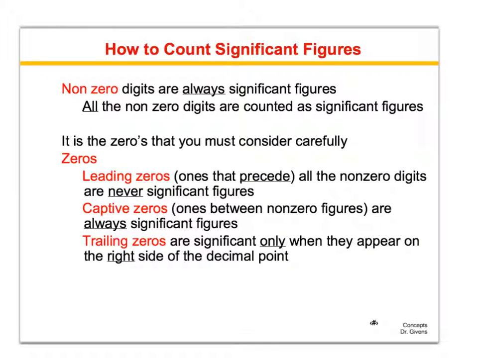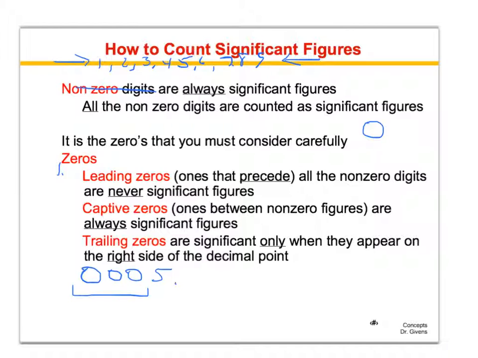First of all, when we count figures or significant figures, we need to know that non-zero digits are always significant. So anything 1, 2, 3, 4, 5, 6, 7, 8, 9, those are always significant. The only one we have to worry about is the 0, and it's a little more difficult to count. So if you have a number like 0005, the leading zeros to the left of the decimal place are never significant.